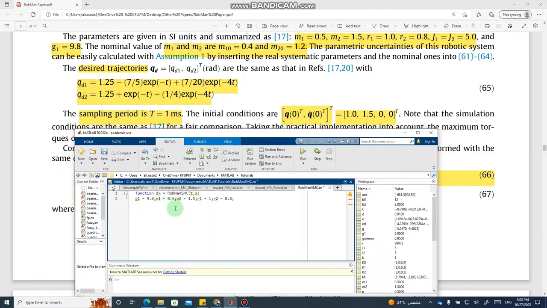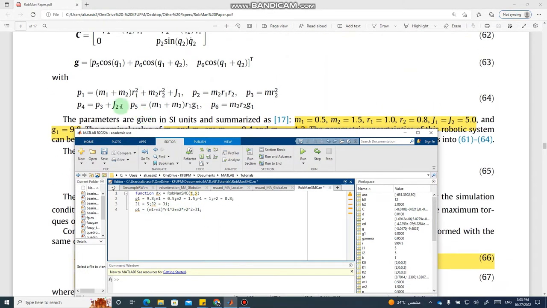So g1 is 9.8, m1, m2 are also given, r1, r2, the lengths of the manipulator. Then inertia is also given, j1, j2. So p1, this is the p1 equation. And then p2 is also given here, p3, p4. Here in p3, this is mr2 square, so I'm assuming this is m2 times r2 square, because that's the only thing that makes sense to me.